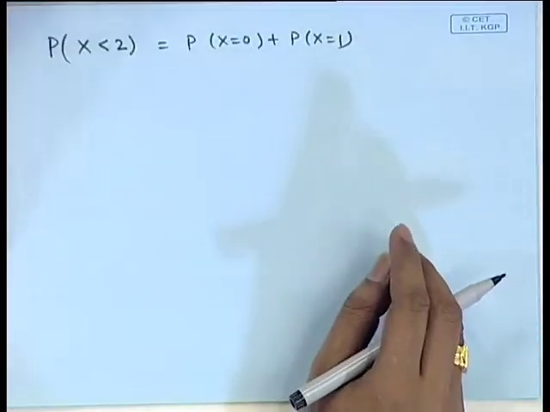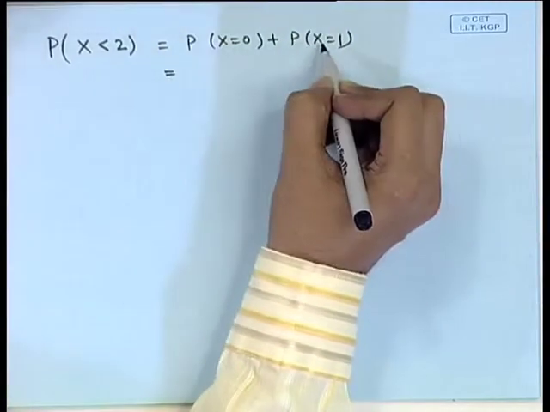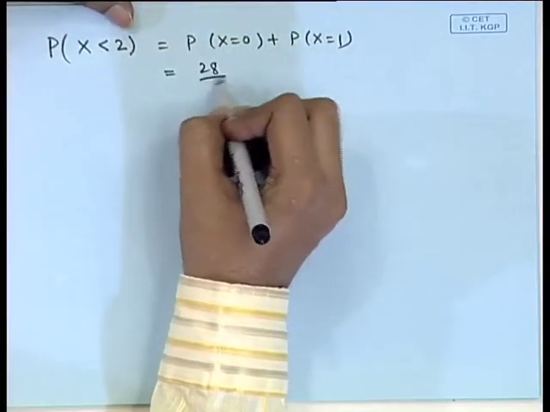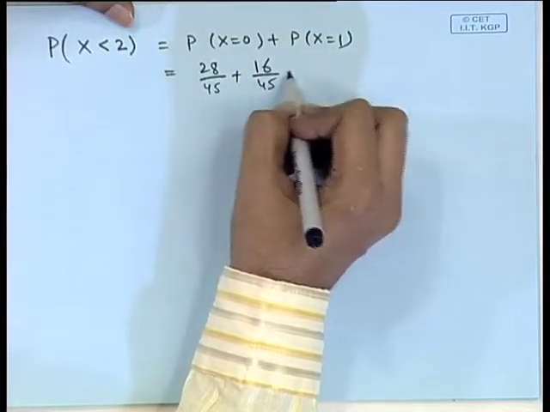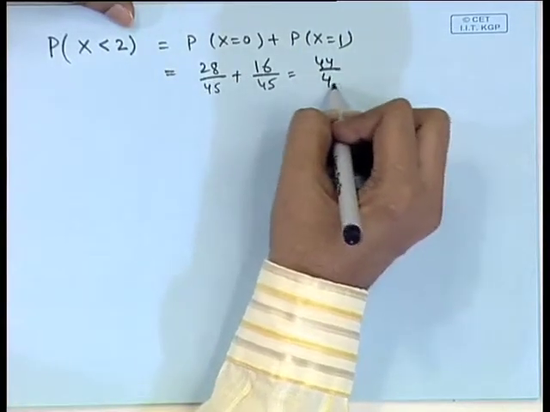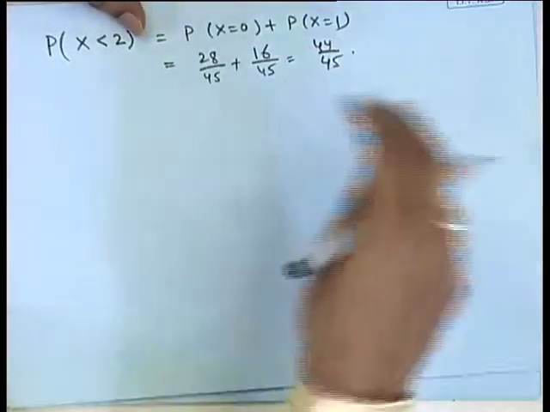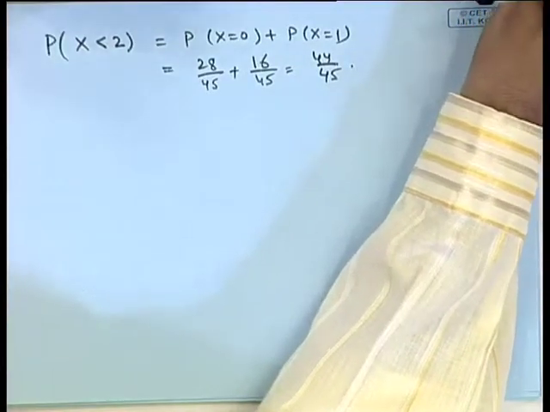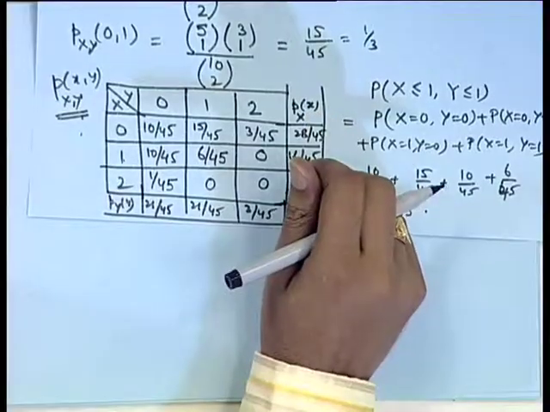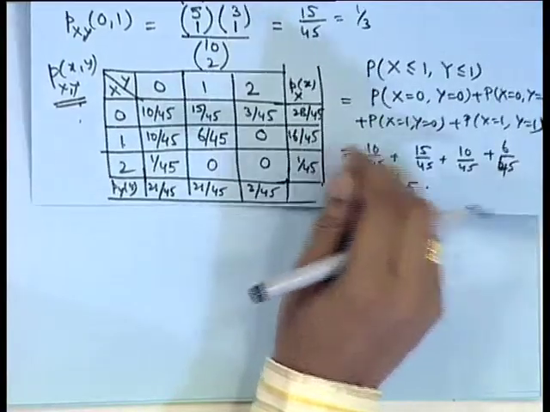So, now probability X equal to 0 and probability X equal to 1 can be easily obtained as 28 by 45 plus 16 by 45, that is equal to 44 by 45. This process of adding row wise or column wise gives rise to the individual distributions of X and Y. They are known as marginal distributions.